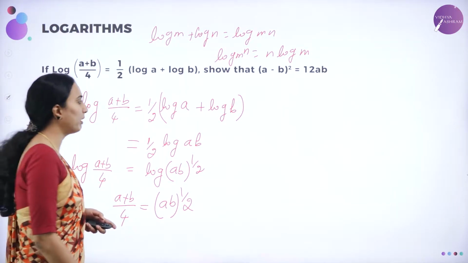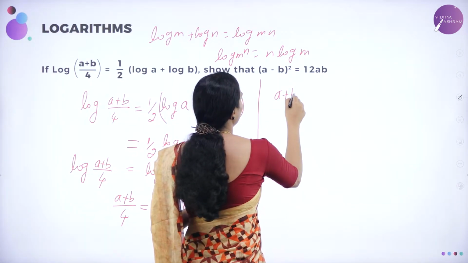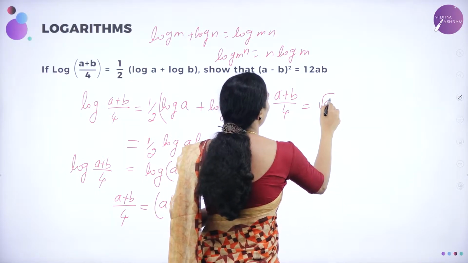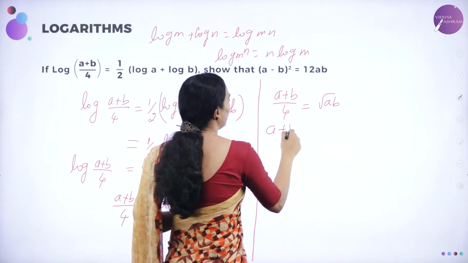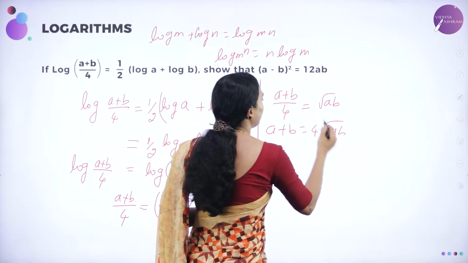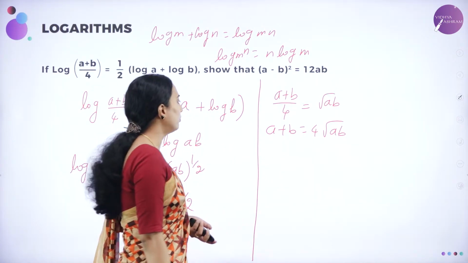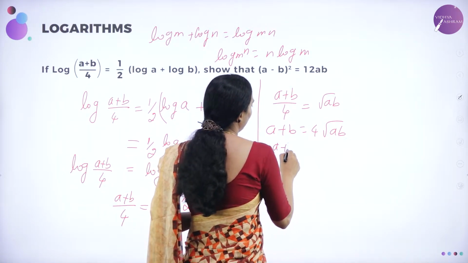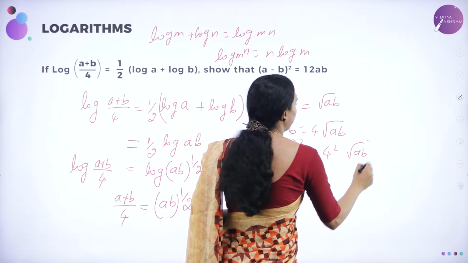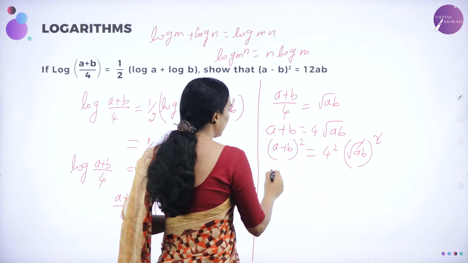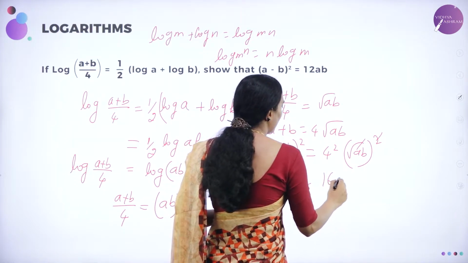ab whole to the power of 1 by 2 can be written as square root of ab, isn't it? So therefore, (a plus b) divided by 4 is equal to square root of ab. Cross multiply 4 to that side. What will it become? A plus b is equal to 4 root ab. Right? So, squaring on both the sides, what are you going to get? Squaring on both the sides, you get (a plus b) whole squared is equal to 4 squared into square root of ab whole squared. Now, the square root will get cancelled. (a plus b) whole squared will be equal to 16ab.